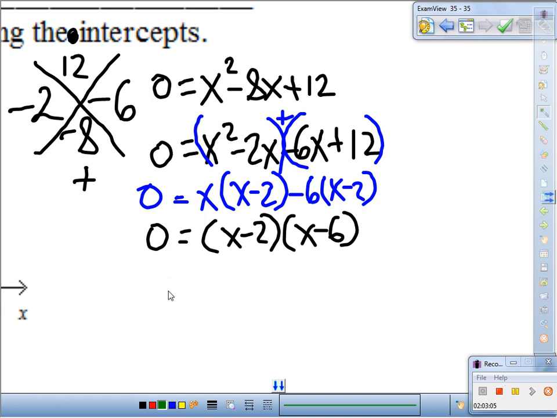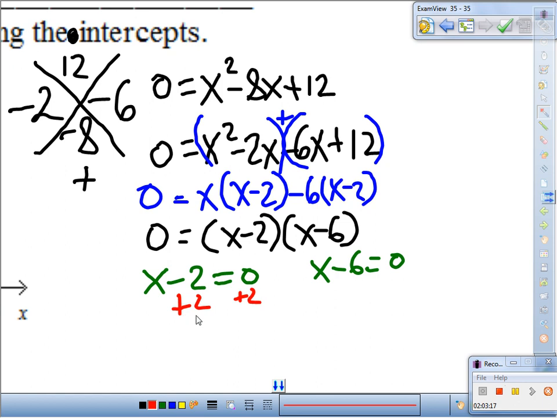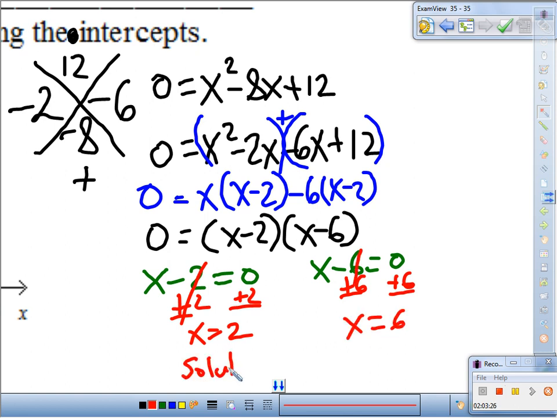Next step. You done with ZPP? You know me? X minus 2 equals 0. X minus 6 equals 0. Let's solve. This is plus 2 plus 2. X equals 2. Plus 6 plus 6. X equals 6. These are my solutions.